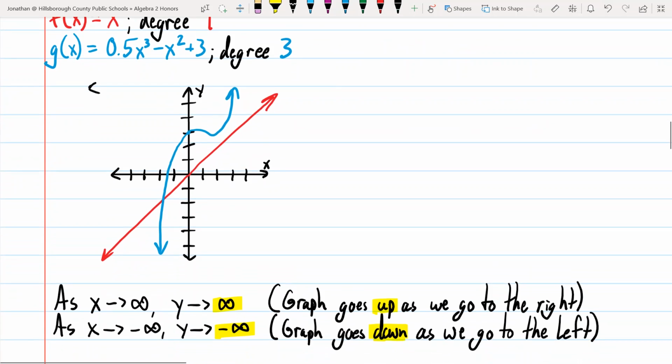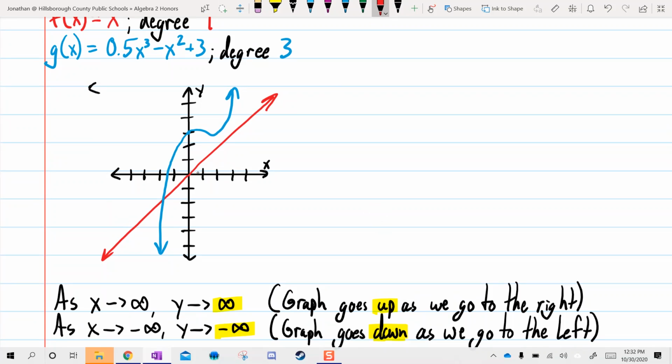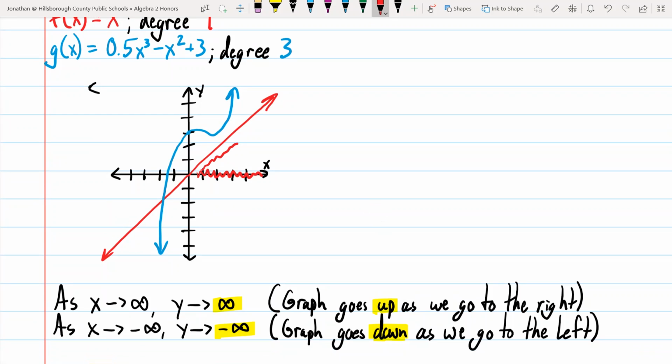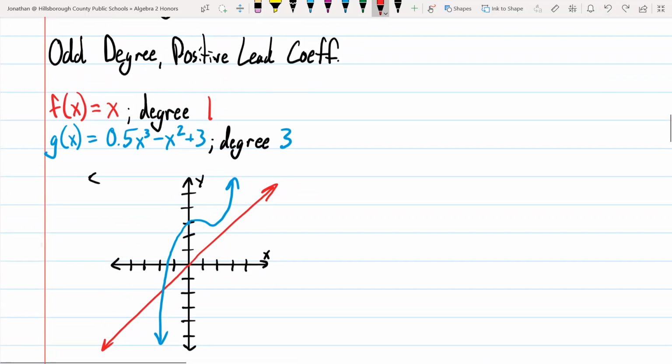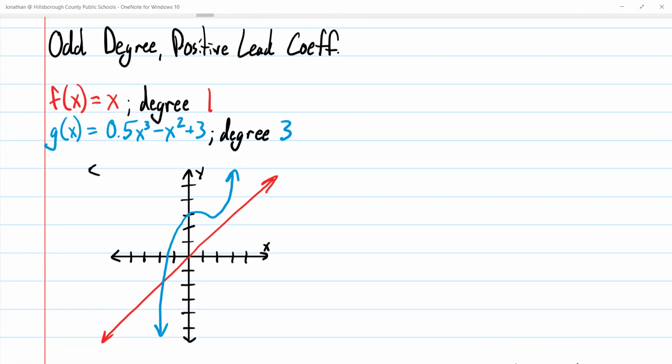So as x approaches infinity, y approaches infinity. What I mean by that is, as we go to the right on the x-axis, what happens to the function? Well, it goes up towards infinity in the y direction. And on the flip side, as we go to the left, as x approaches negative infinity, what does the function do? Well, it goes down towards negative infinity. That is what your standard odd-degreed function will do.